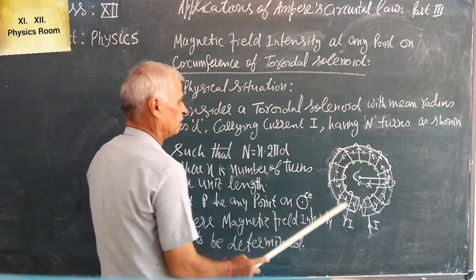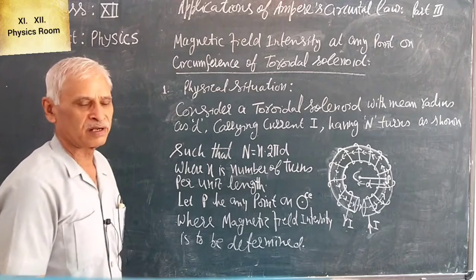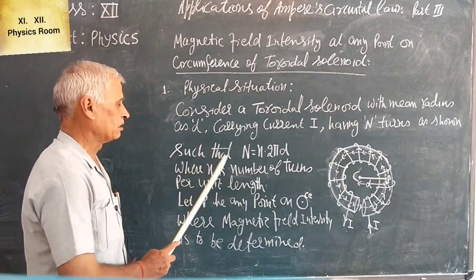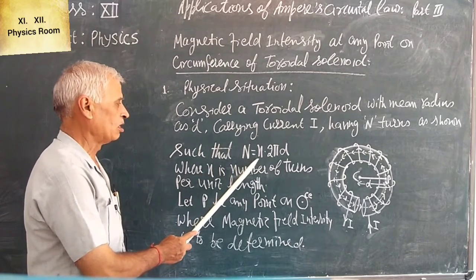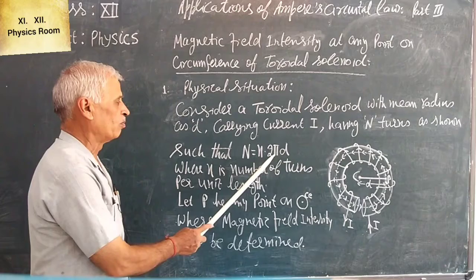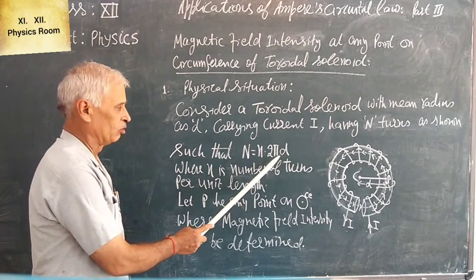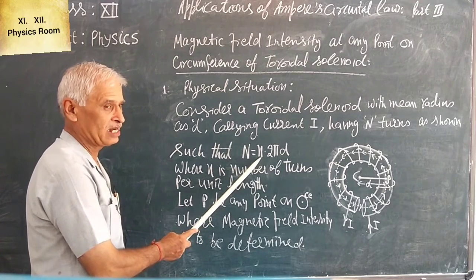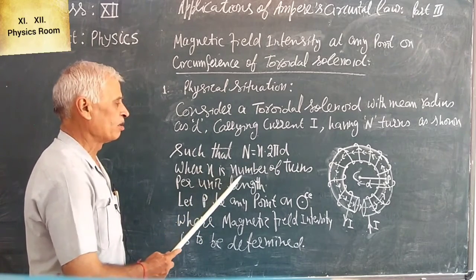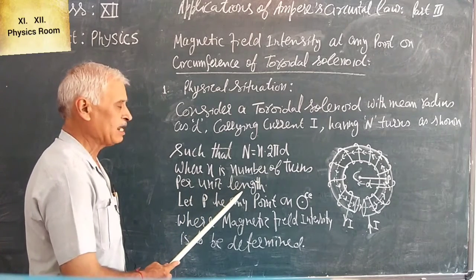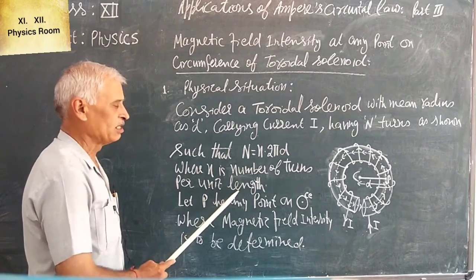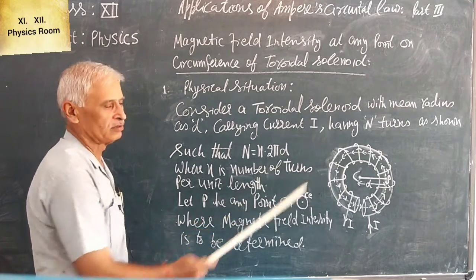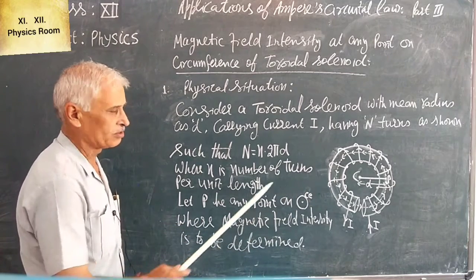turns as shown. The total number of turns in this toroidal solenoid is N, such that capital N is equal to small n into 2 pi d. 2 pi d is the length of the circumference, and this n is the number of turns per unit length. And 2 pi d is the total length of this solenoid of radius d.